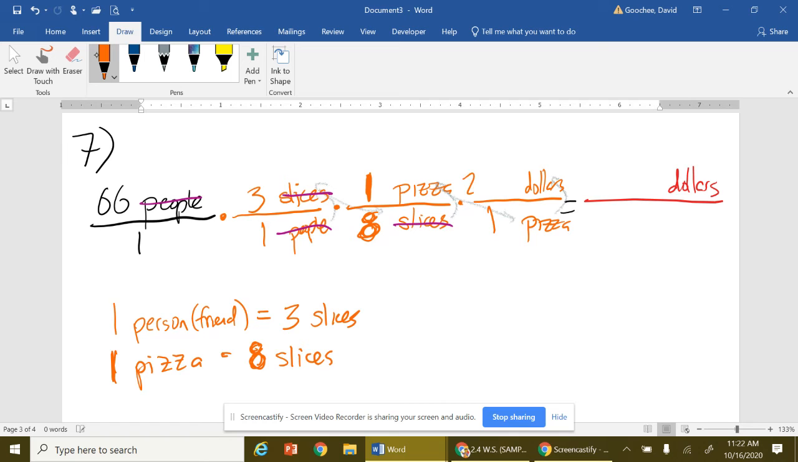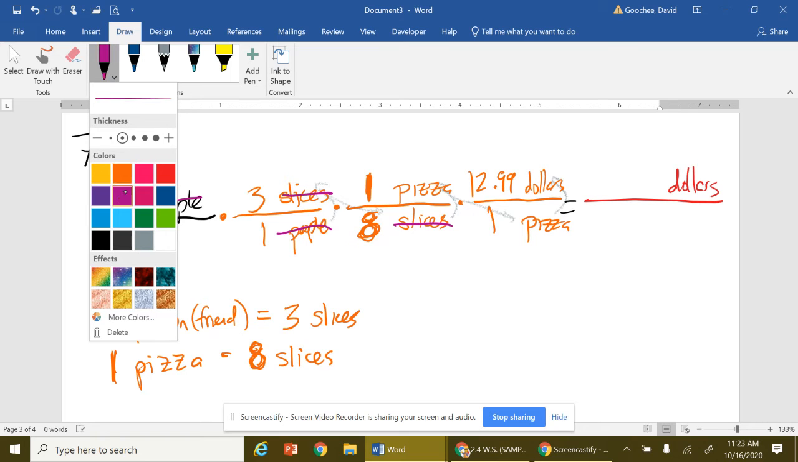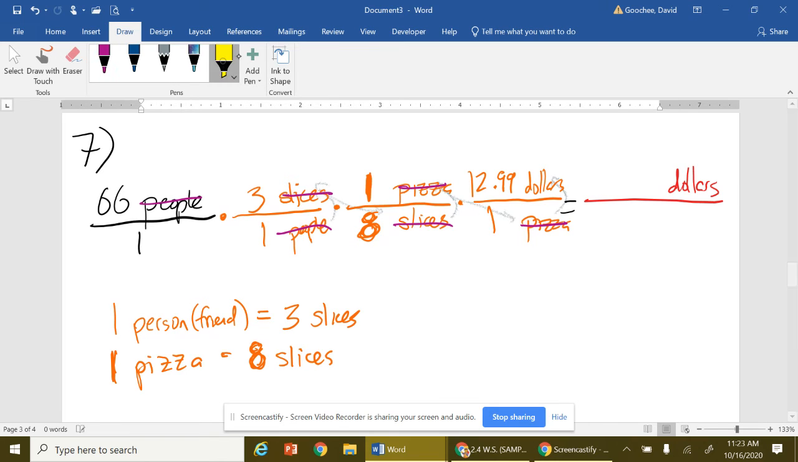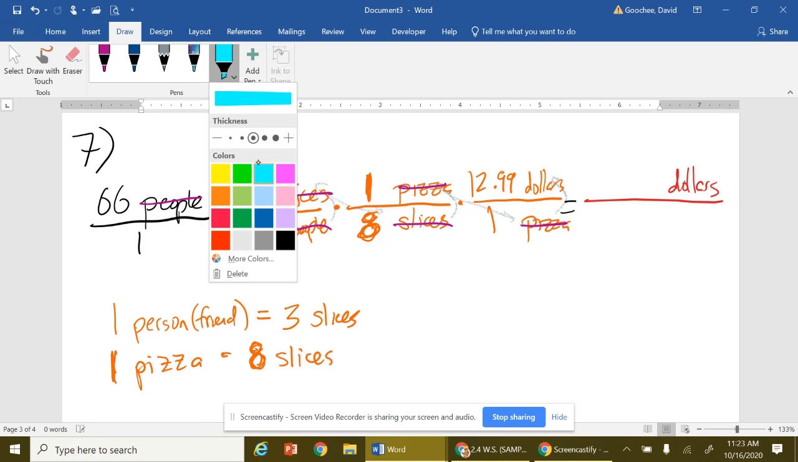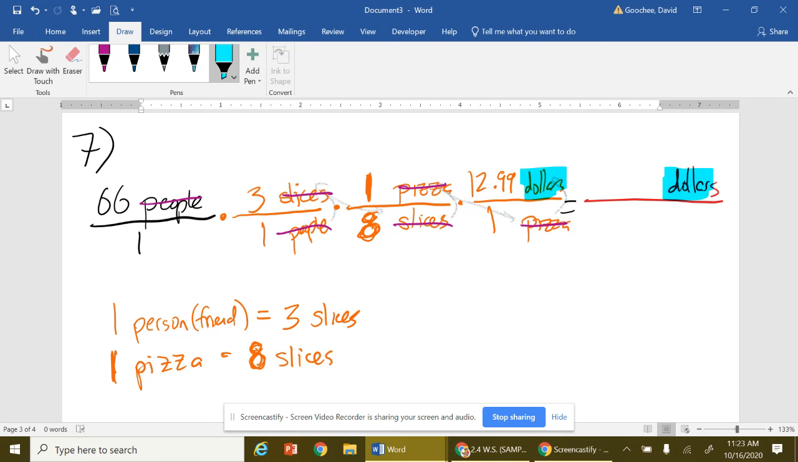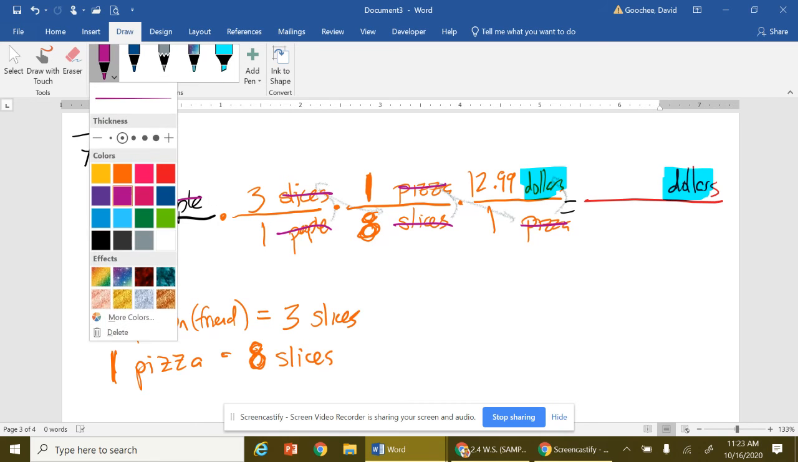One pizza is $12. Why did I write that over? My brain don't do good. All right. $12.99. And now we have gotten out of pizza and we are in dollars. Take a look, folks. We want to get in dollars. We are in dollars right now.